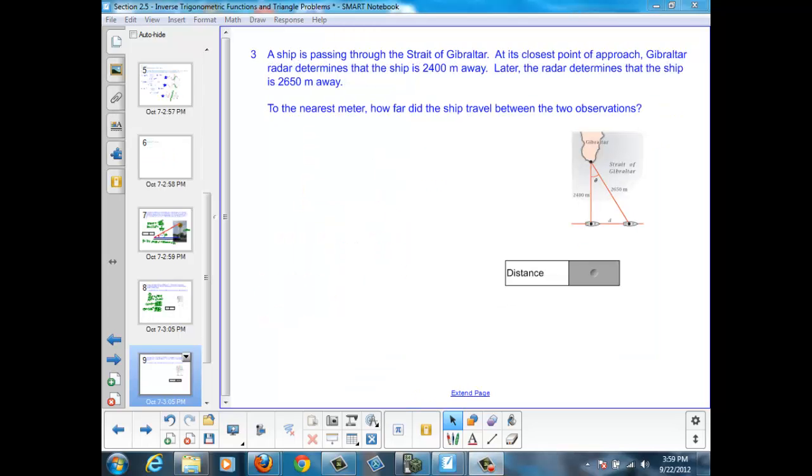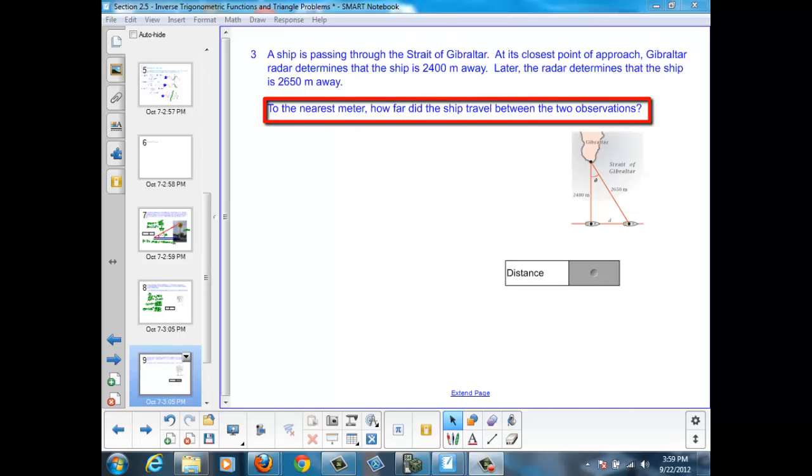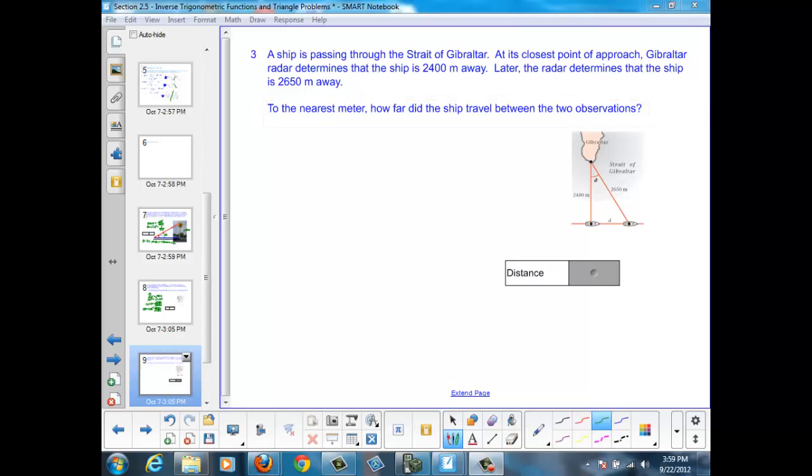Our third example uses the same situation from our second example. The ship is still passing through the Strait of Gibraltar. Now we're being asked to the nearest meter, how far did the ship travel between the two observations? So we're given the two distances, the adjacent side and the hypotenuse being 2,650, and we're being asked to find the opposite side.